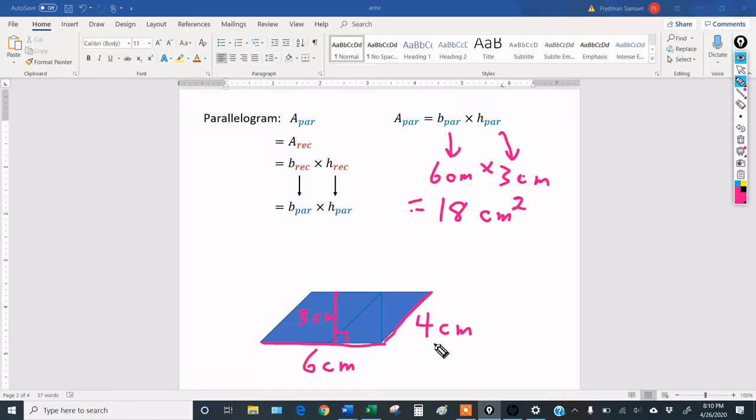Why didn't we use the 4? Because the 4 was not perpendicular to the base. The 3 was. Therefore, the height of the parallelogram was 3 centimeters, not 4. 4 was simply the slant length of the parallelogram, which is not used in the area formula.